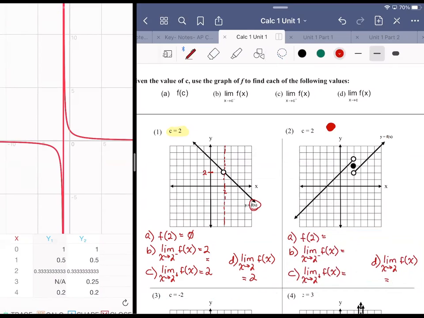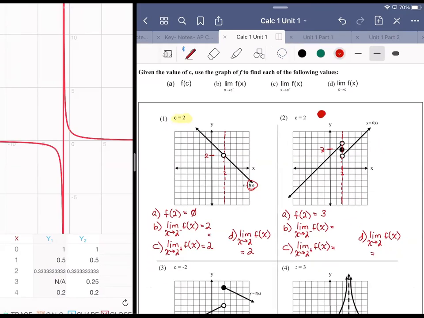So it's asking, what is the point that exists at the x value of 2? Well, there is a solid point there. At the x value of 2, there is a solid point. It's right here at the y value of 3. All right.